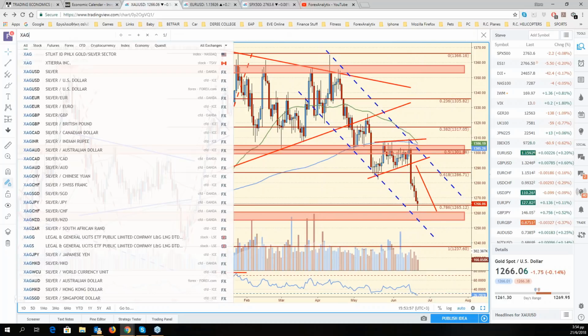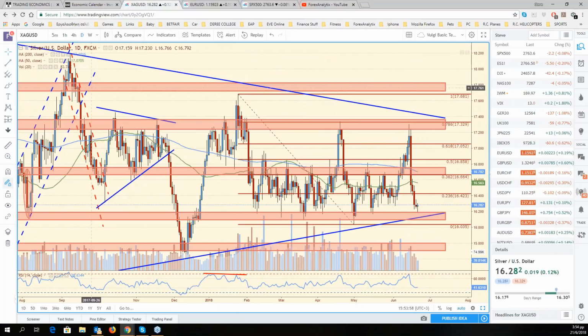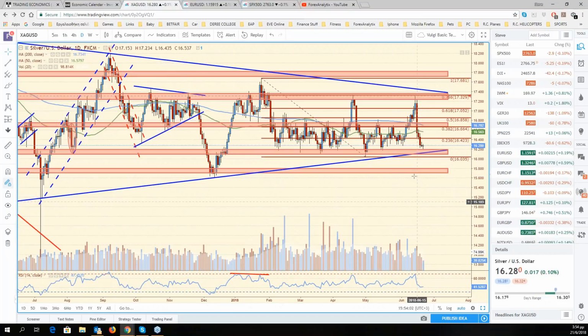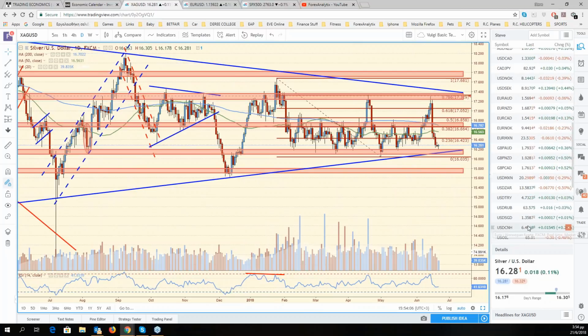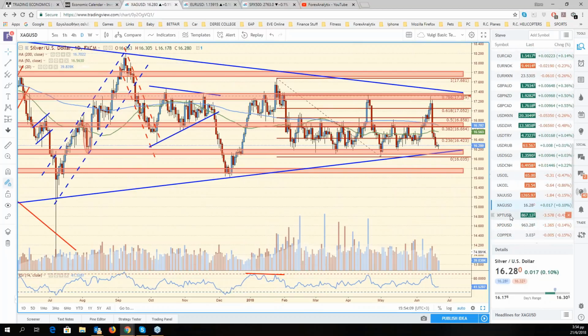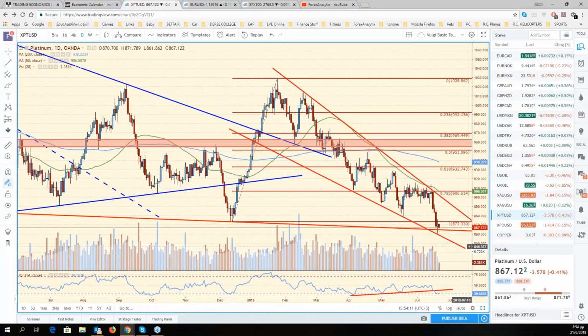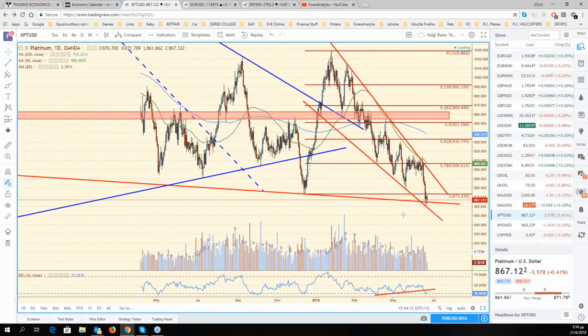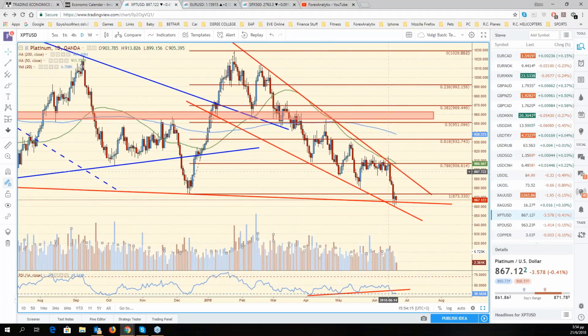Let's have a look at silver as well. There it is. Silver already posting a hammer right on the support area as well. And I have a gut feeling that platinum is also trying to hold this confluence of supports we were talking about yesterday. Just look at the last three daily candles. All of them have been posting lower wicks right at this level.